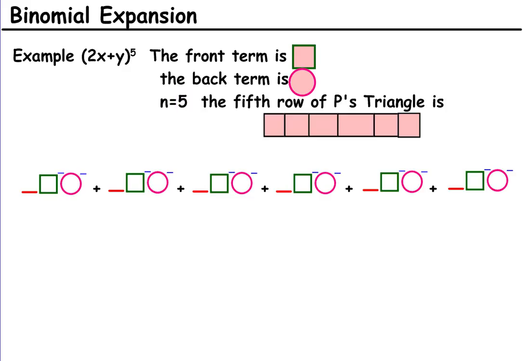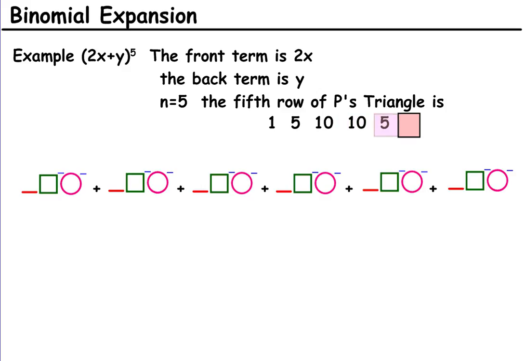My front term is 2x. My back term is y. And the fifth row of Pascal's triangle is 1, 5, 10, 10, 5, and 1. So that means I can start filling in some pieces. Let's put in the fifth row of Pascal's triangle on our little lines.